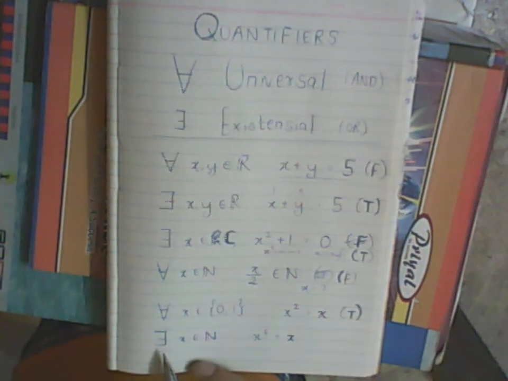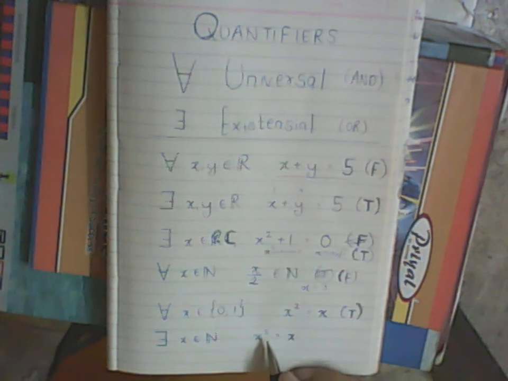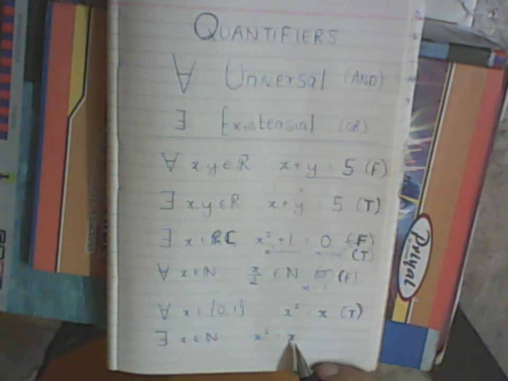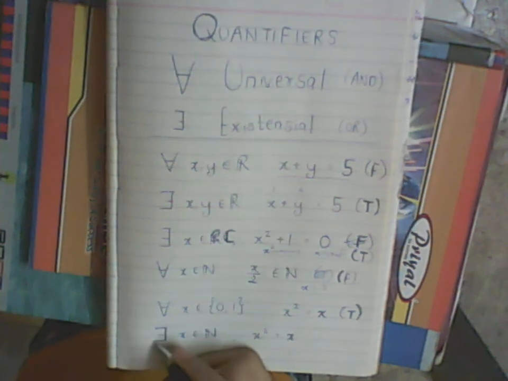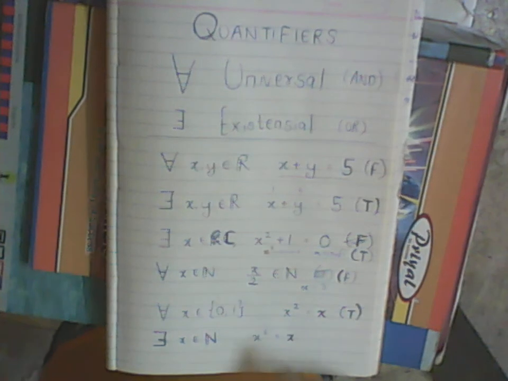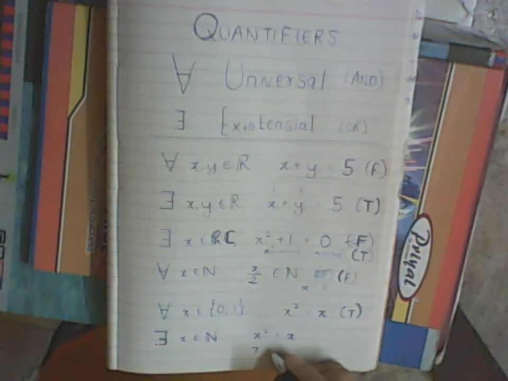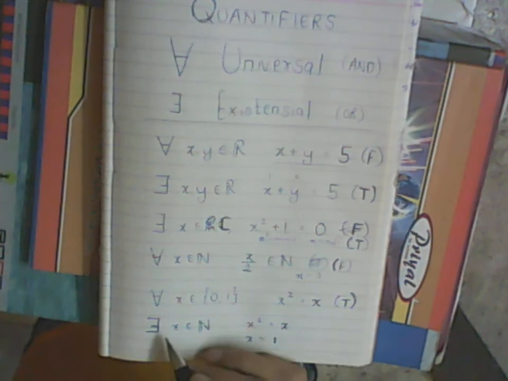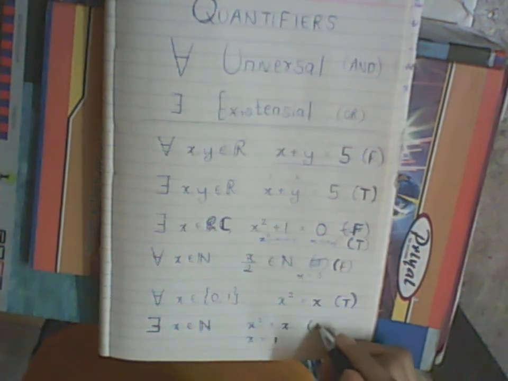Next, we have there exists x in the set of natural numbers such that x squared is equal to x. If you want to show that this is a true statement, then you just need to come up with one example where this is true, because it is asking for just the existence of at least one element. And we know that the set of natural numbers has one such element, namely x equal to 1, whose square, if you take, you get the same number. So I can say that this is a true statement.